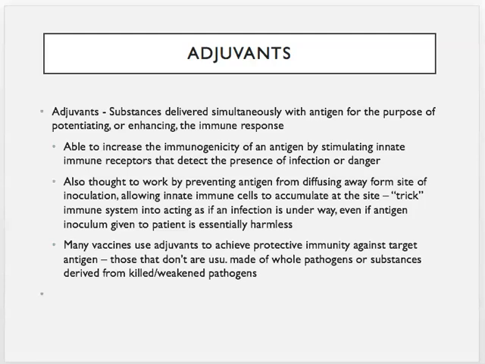A lot of vaccines use adjuvants to achieve that protective immunity against the target antigen. So those that don't are usually made of whole pathogens or substances that come from either killed or weakened pathogens.